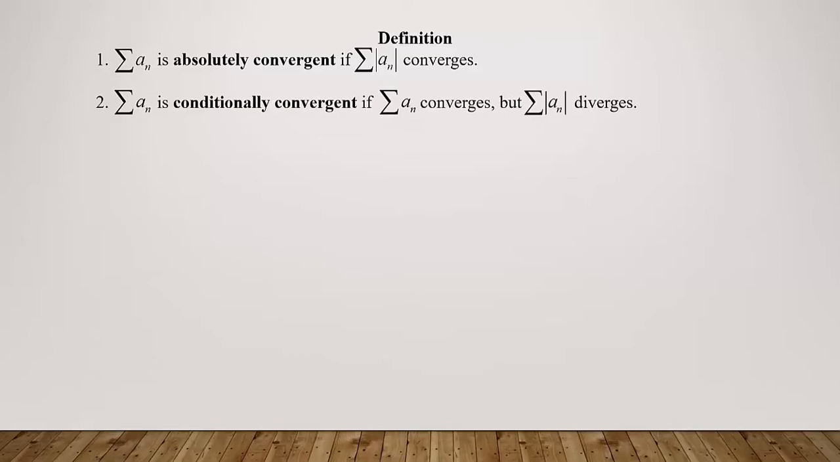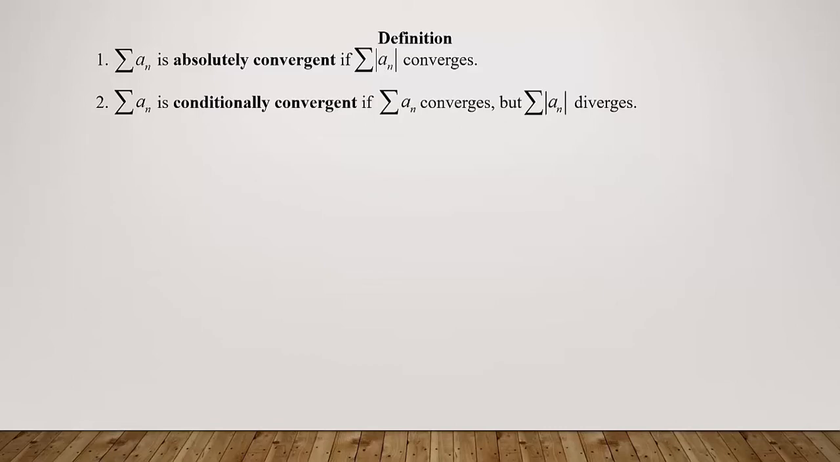Part 2 of the definition, the series that we're given is conditionally convergent if the series A sub n, so what we see as it's given to us, converges, but the series created by taking the absolute value of each term diverges. So before I go on to an example, folks, up until this section, all the series we've seen before this section had positive terms.